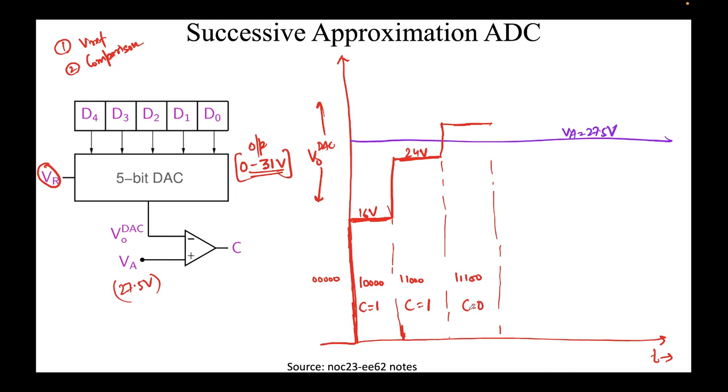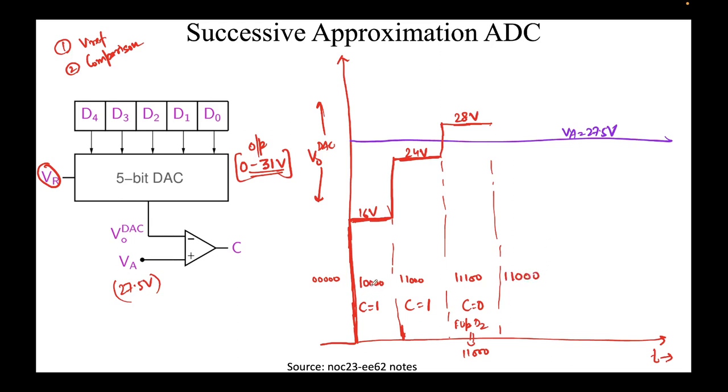If C equal to 0, what we do is flip back. D4 was flipped, then D3, then D2, so flip D2 back. This means it will become 11000 again. So this change will not stand. This is 28 volts. Now for the next cycle, note that it is 11000.